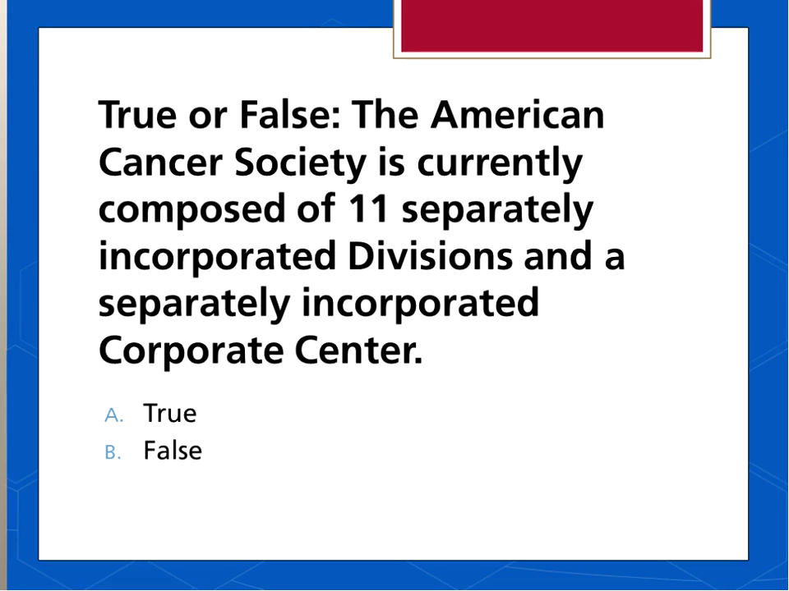All right, our next quiz question. True or false? You've got a 50-50 chance. The American Cancer Society is currently composed of 11 separately incorporated divisions and a separately incorporated corporate center. A or B, true or false? Come on, this is an easy one for anyone who's been around for more than about 2 years. Go ahead and pop your answer in there.